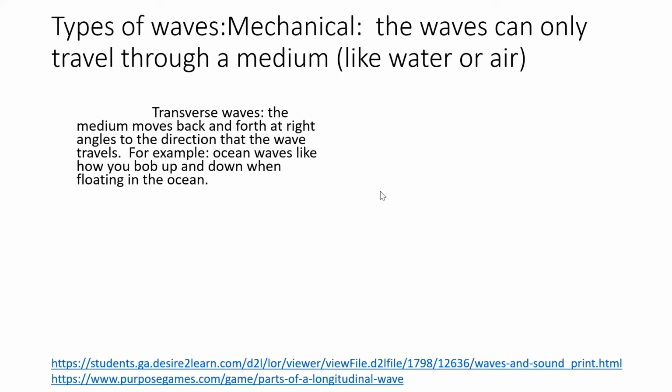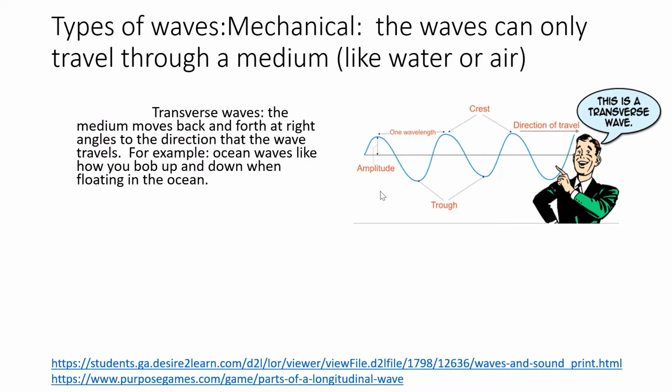There are types of waves that we talked about in class. One type is mechanical waves, and a subtype of that is transverse, where the medium moves back and forth at right angles to the direction the wave travels. For example, like in class, we talked about how if you're sitting in the ocean and a wave comes past you, say from the east, but you go up and down, that's a transverse wave. So that's moving perpendicular to the direction that the wave is traveling.